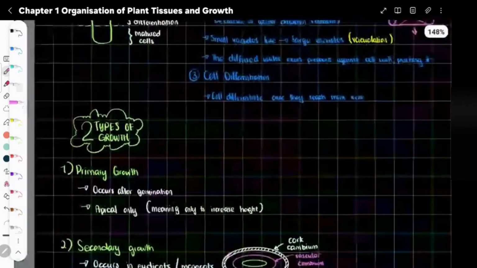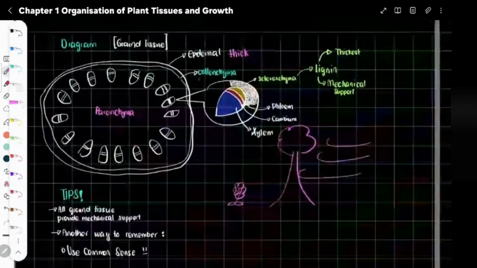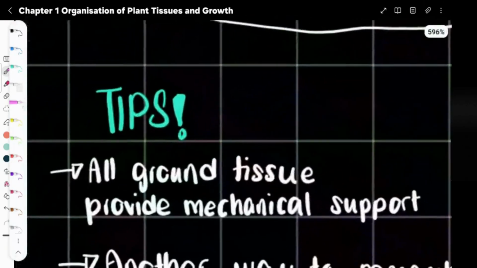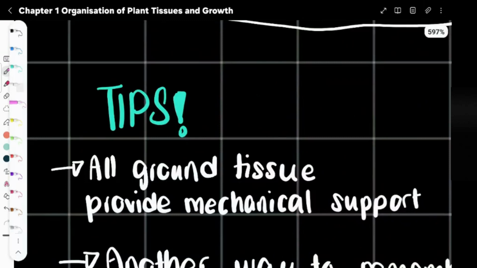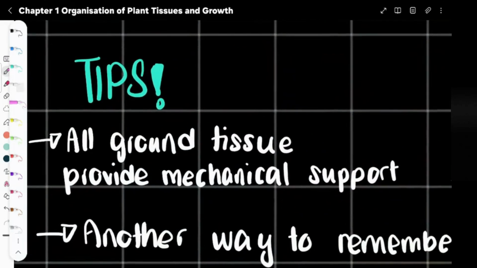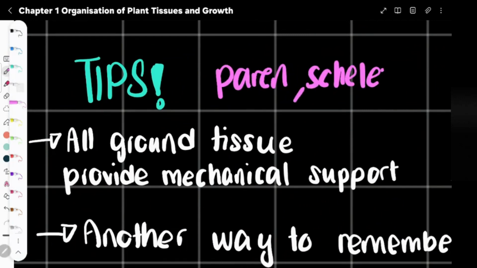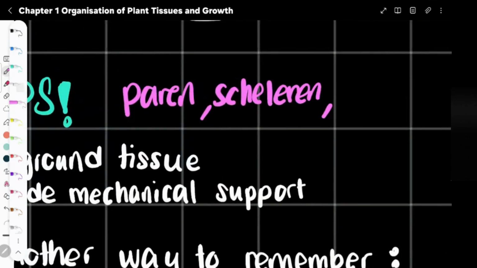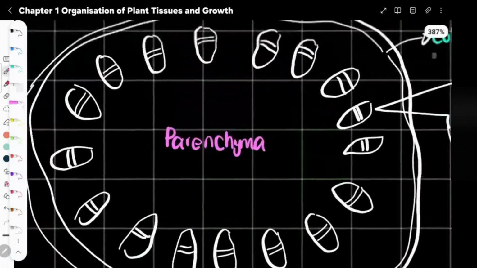And for you to memorize this, there's an easier way. Actually, all ground tissue, you can answer this in the SPM, right? Provide mechanical support. No matter what, parenchyma, sclerenchyma, collenchyma, all provide mechanical support. That's the easier way to memorize. But it's better for you to understand this diagram.